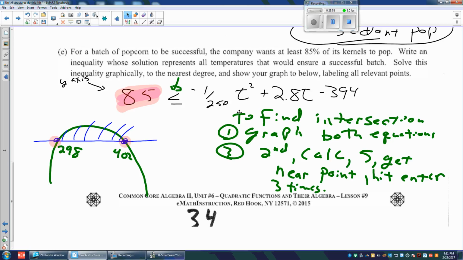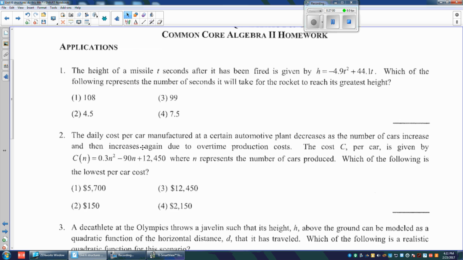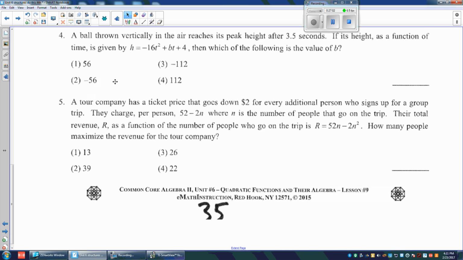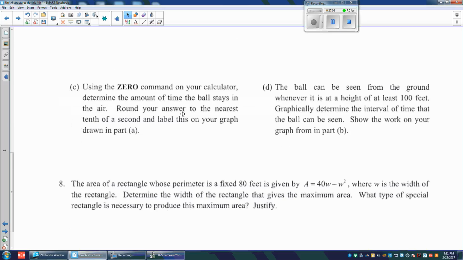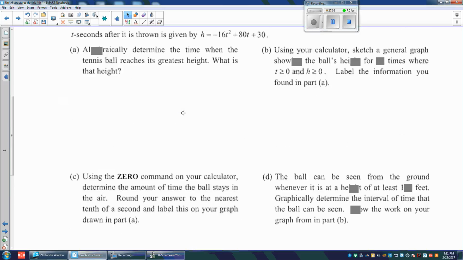Okay, now there's a lot of work that's coming up. So I'm going to have this as 2 days. Today, do page 35. Tomorrow, do page 36. If you got any questions, just give me a shout. I'll see you later.